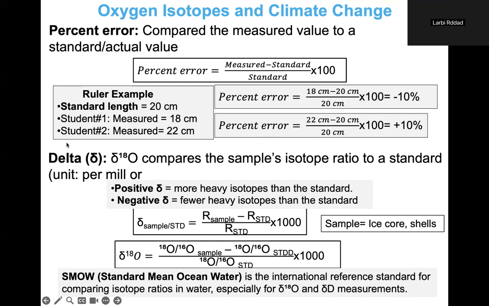Again, I forgot to add this here. Student number three has a measured value of 20 centimeters. 20 minus 20 is 0, times 100 is 0. So that student has made zero error.